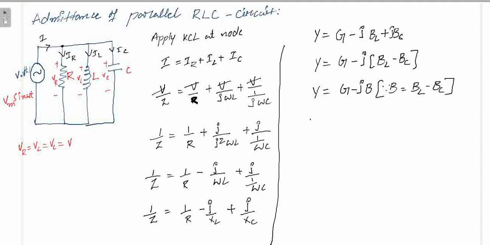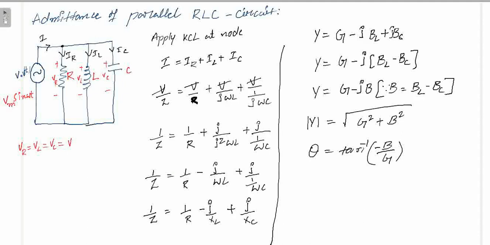So what will be the mod Y? It is equal to the square root of G square plus B square, and theta is equal to tan inverse of minus B by G.